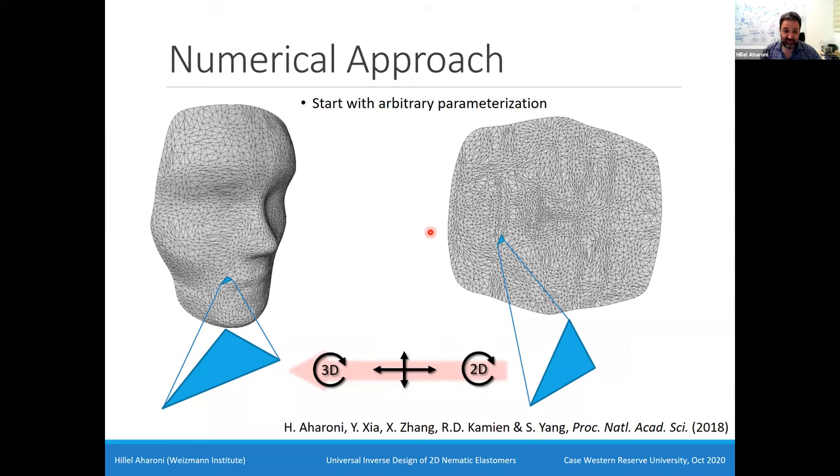of this deformation for this specific triangle? And specifically, are they lambda one and lambda two? And the answer is, of course, no, because I started with a completely arbitrary parameterization. So I have no idea what the principal stretches will be and whether they will be lambda one and lambda two. However, now there is a straightforward algorithm.